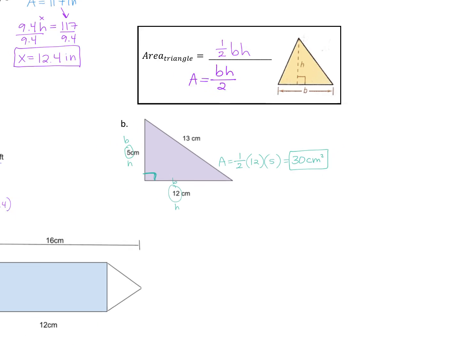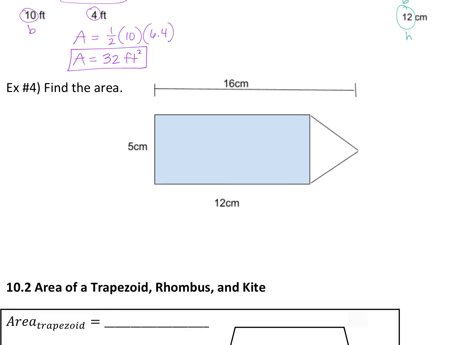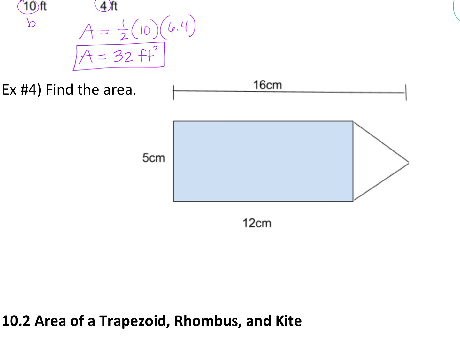All right, last one here is the fun one. Throw it all together. What do you see in this figure? A rectangle and a triangle, okay? I want to know the area of the whole thing. Now, there is no formula for a house on its side, if you will. So we break it into the rectangle and the triangle.